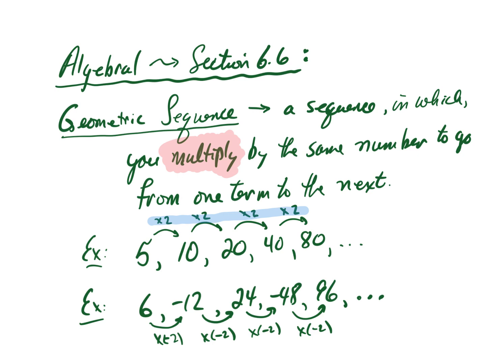Also, please remember the dots on the end of one of these. Those dots are called an ellipsis, and that just reminds you that the sequence goes on forever. You could continue to multiply by 2, 2, 2, 2, or -2, -2, -2, -2. Okay? So that's a geometric sequence.